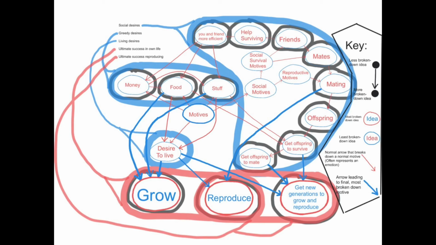When you get a new house, you're happy. When you make a new friend, you're happy. When you find a mate, you're happy. When you have kids, you're happy. When you see your kids survive, you're happy. And also, these big three results, when you live and grow and see your growth, you're happy. When you reproduce, you're happy. And when you see your kids do the same thing, you're also happy.